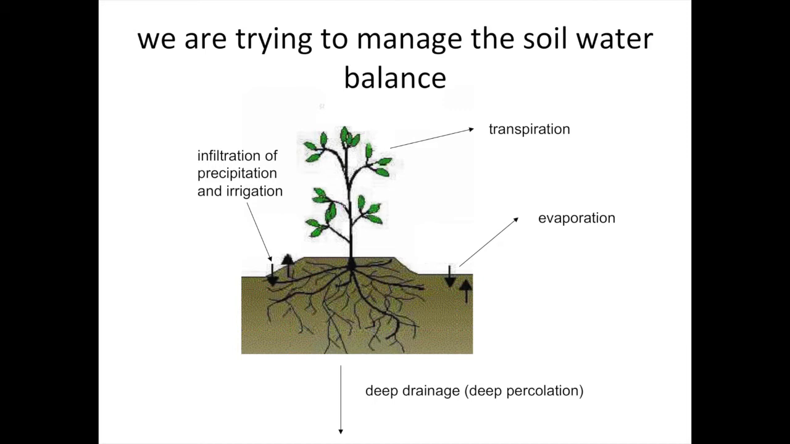Water leaves the soil through evaporation from the soil surface, through transpiration through plants. So this is when plants take up the water and it moves through their tissues and then leaves through the leaves. And deep drainage or deep percolation, which is when there's more water in the soil root zone than the plant can take up, and so it drains below the root zone by gravity.